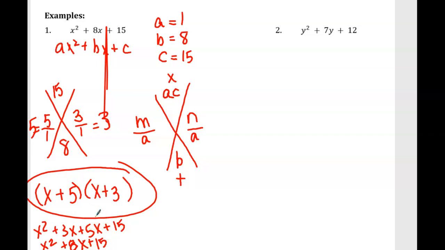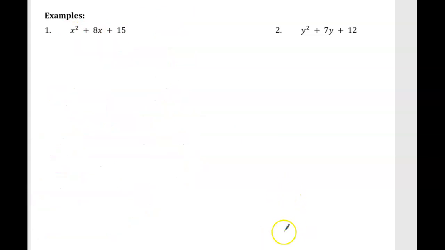Okay, so this seems like a lot of work for what's called the X method. For what we used to do in the old days, we did what's called guess and check. Now with guess and check, I'm just going to show you the same example so you can see, because some of you might prefer to do it this way. But this method really works well when your leading coefficient is not 1, because that's where guess and check gets really hard.